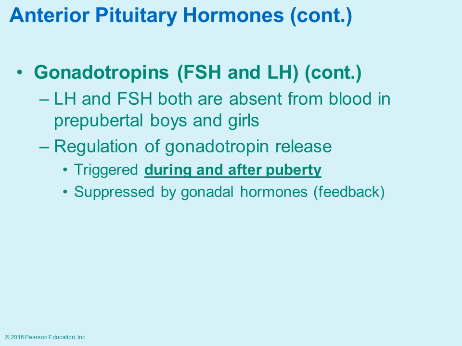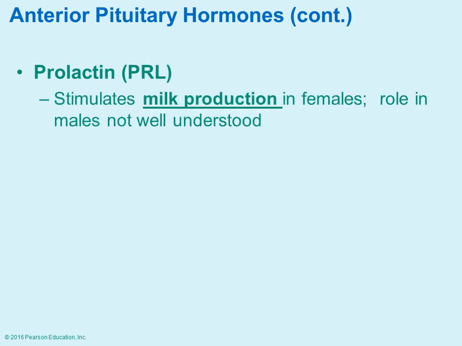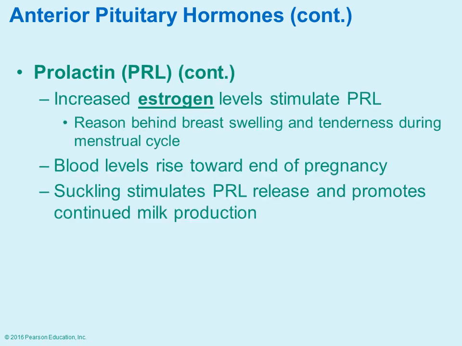Both the luteinizing hormone and the follicle stimulating hormone are not present in the blood in children who have not gone through puberty yet. The release of them is triggered during puberty and continues after puberty. Prolactin stimulates milk production in females. Increased estrogen levels tend to stimulate the prolactin, which is why for females the breasts tend to swell and get more tender during the menstrual cycle.